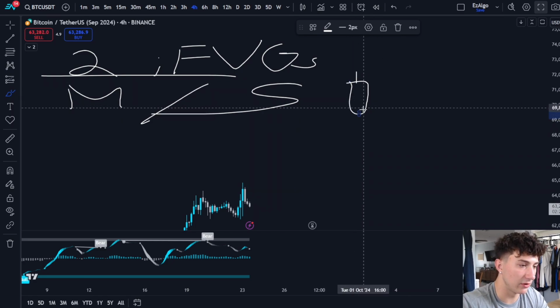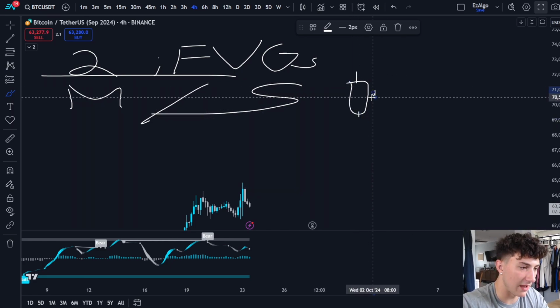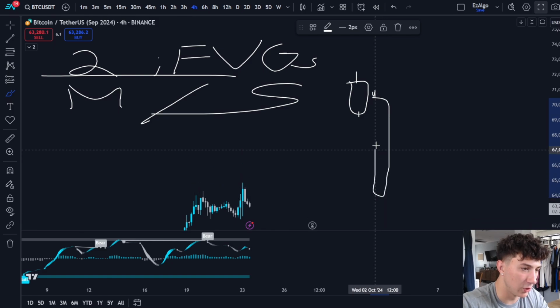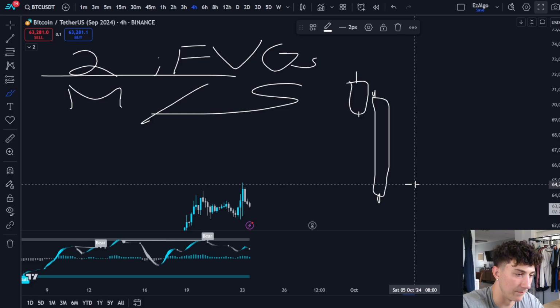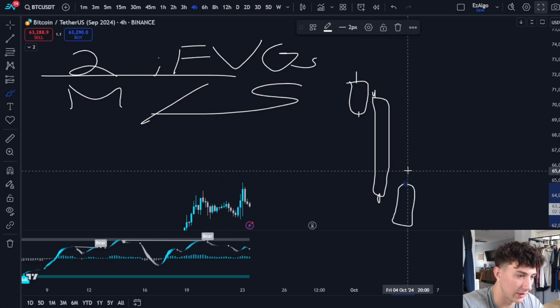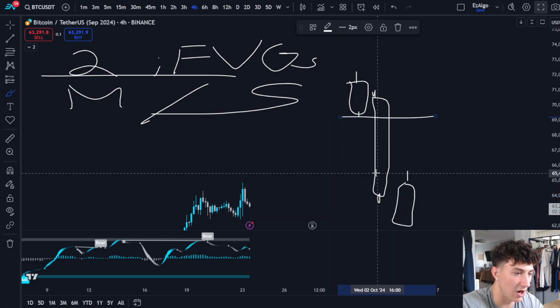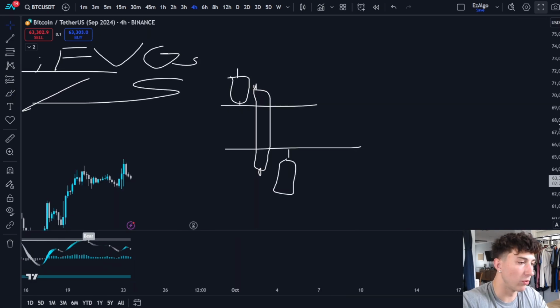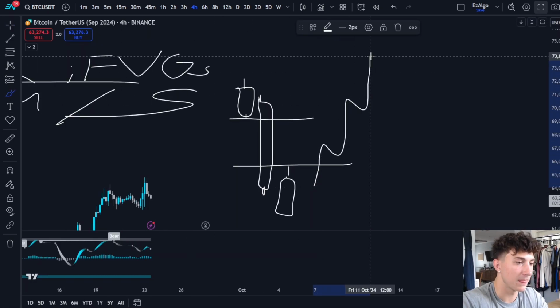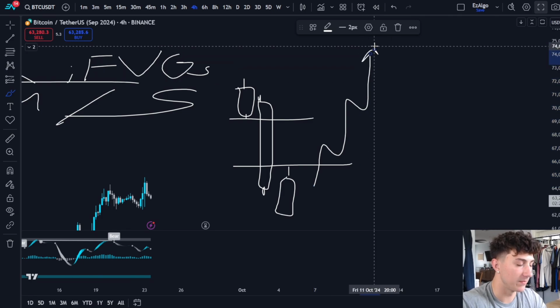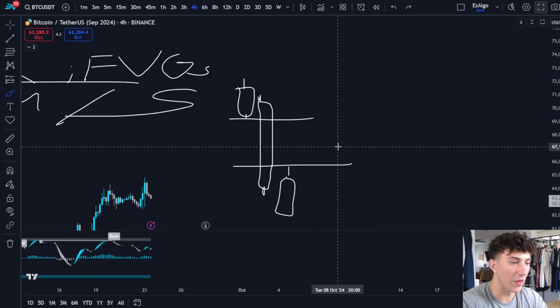So let's say we have one candle, and then we have a bearish candle, a big fat red candle. And then we have another bearish candle, and then this gap is going to be our bearish fair value gap. So what we're looking for, if our bias is long, is a reclaim of this bearish fair value gap. So where do we determine whether it's been reclaimed?